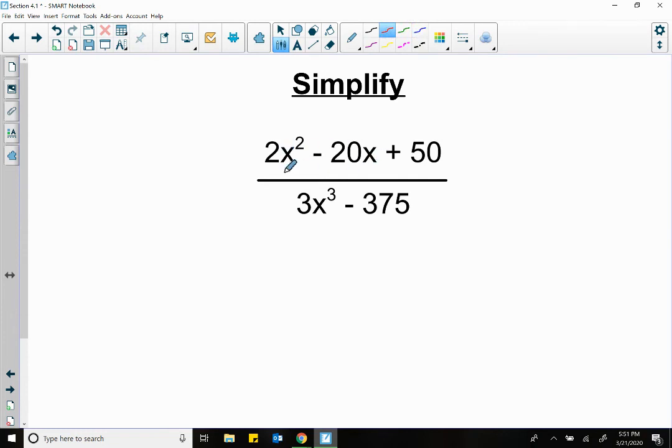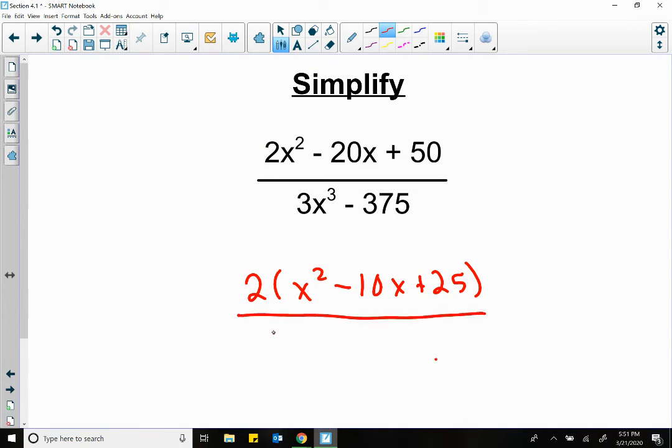Okay? So up here, what is in common up here? Well, all of that can be divided by 2. So if I pull a 2 out of that, I get x squared minus 10x plus 25. That is a heck of a lot easier to factor than when you were dealing with this guy from the very beginning. Down below, if I pull the 3 out, that gives me x cubed minus 125. And now you're not done, because everything that's left in these parentheses can still factor.